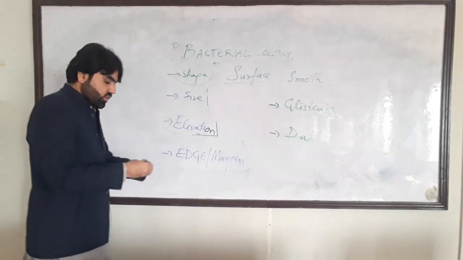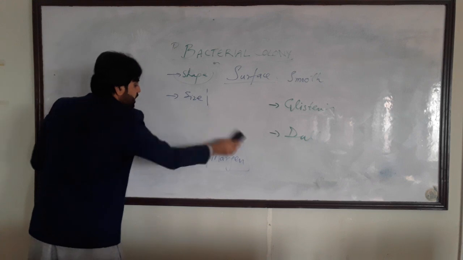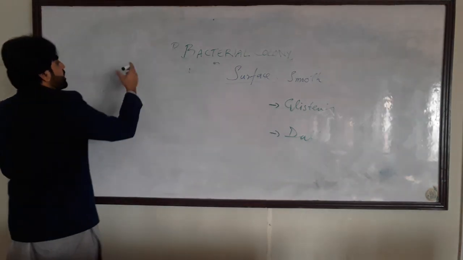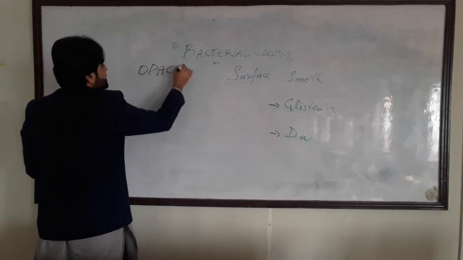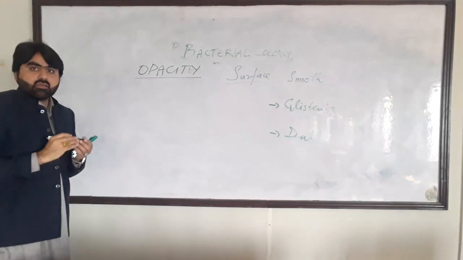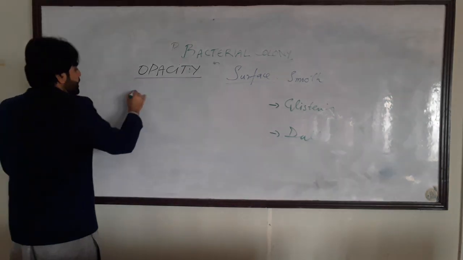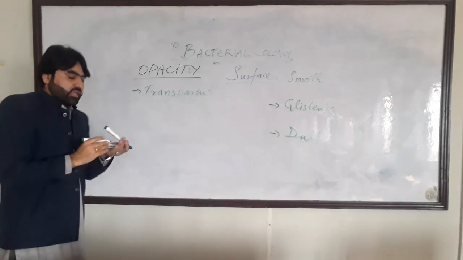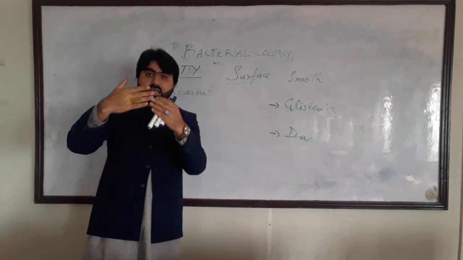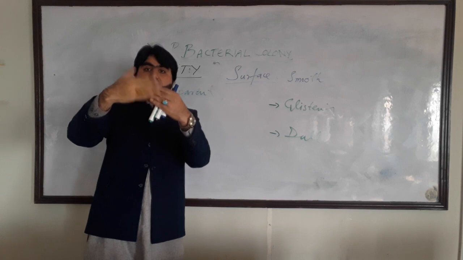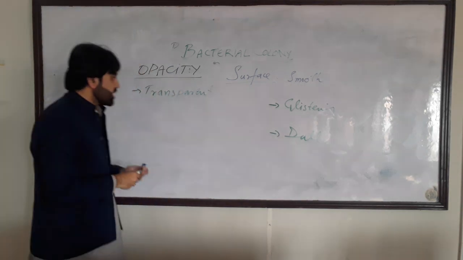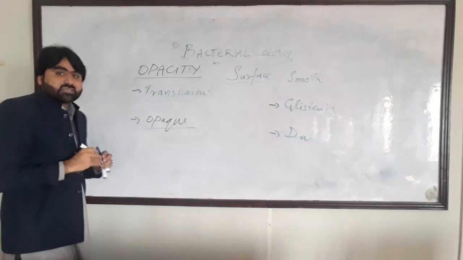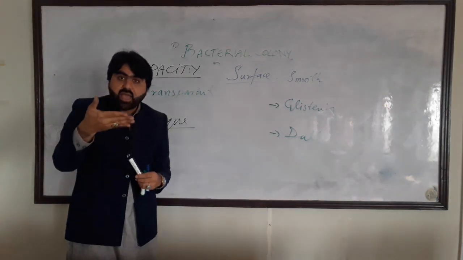After that, if you want to study more about the colonial morphology, then there are some other factors which you need to consider. Among those factors is opacity. So a colony could be transparent. If the colony is clear and you can see across the colony, or you can see beyond the colony, then it would be a transparent colony. Or you can have an opaque colony. If it is blind, you couldn't see across the colony, then it is an opaque colony.